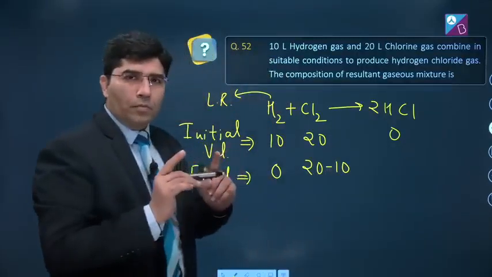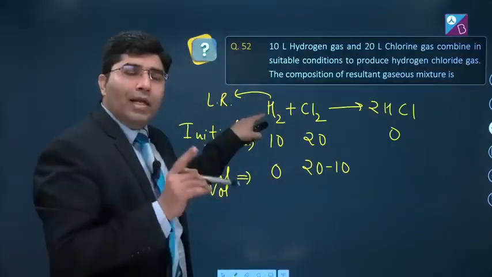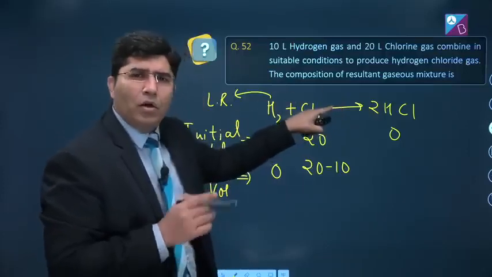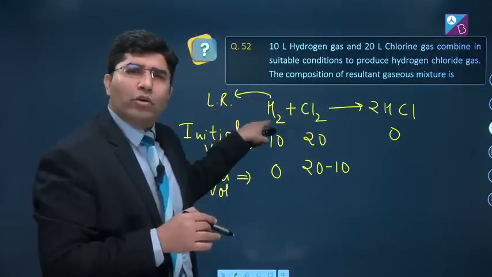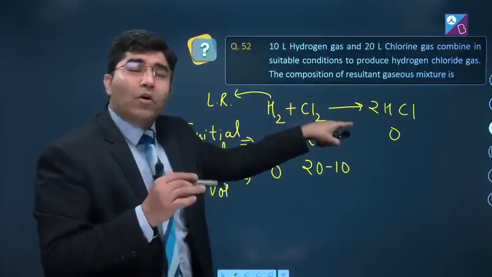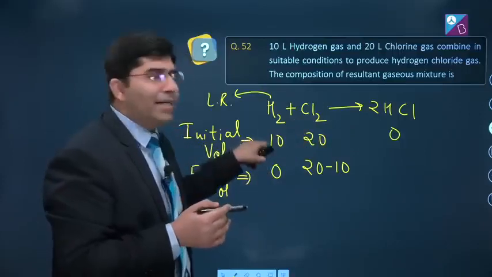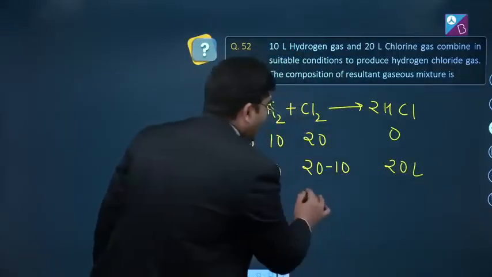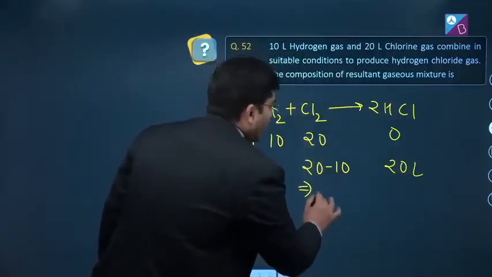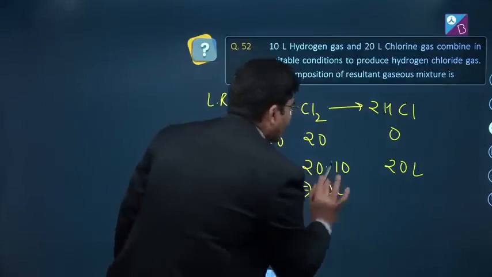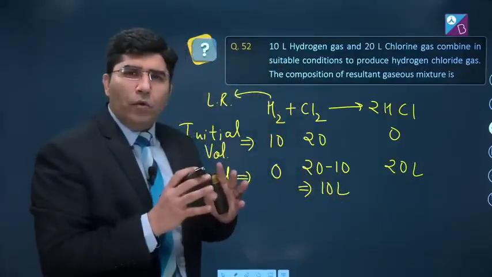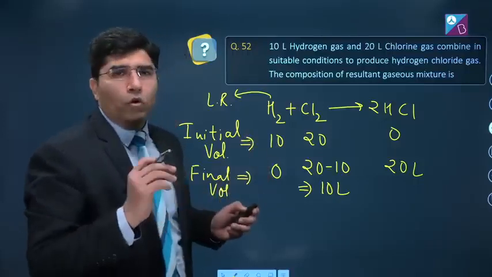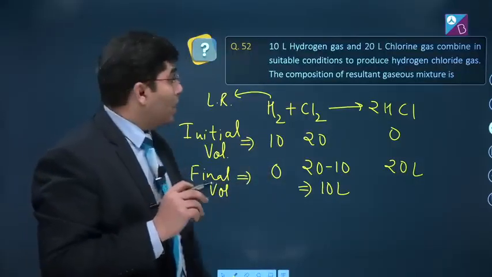Now if you check the limiting reagent, 1 mole of hydrogen gives 2 moles of HCl, or you can say that 1 liter of hydrogen gives 2 liters of HCl. Therefore, 10 liters will give 20 liters. So this is 20 liters and the rest of the chlorine will be 10 liters. So what do we have in the reaction mixture now? We have 20 liters of HCl and we have 10 liters of chlorine. देखते हैं कौन सा आंसर सही है.